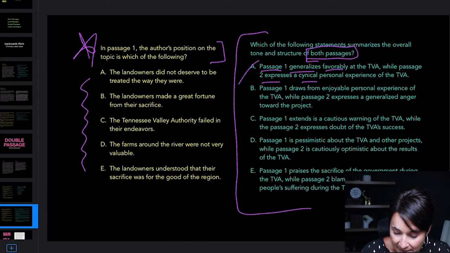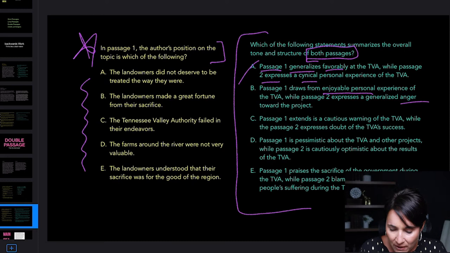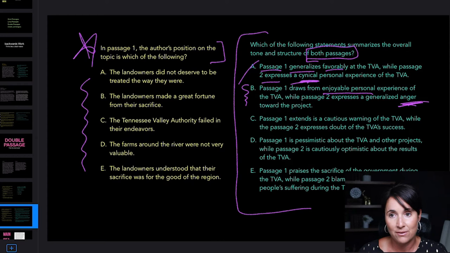And here you have passage one draws from enjoyable personal experience, while passage two generalizes anger. Pick out those pieces. Don't get caught up in all of this text. We're saying the author of passage one is happy, the author of passage two is mad. Now, if A is wrong because it's cynical, well, guess what? Anger and cynical are the same thing. So if A is wrong, B is wrong, because you can't have A be wrong and B be wrong. So right away I'm going to be like, boom, too similar. Anger and cynical is the same thing. Then go through and do that.